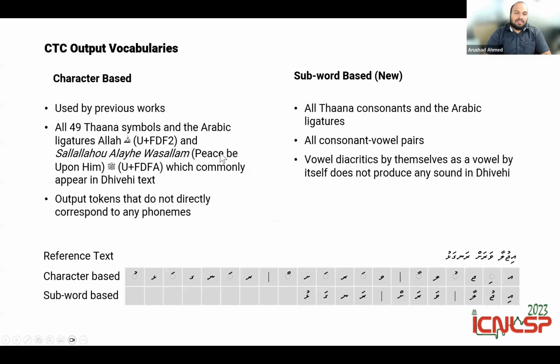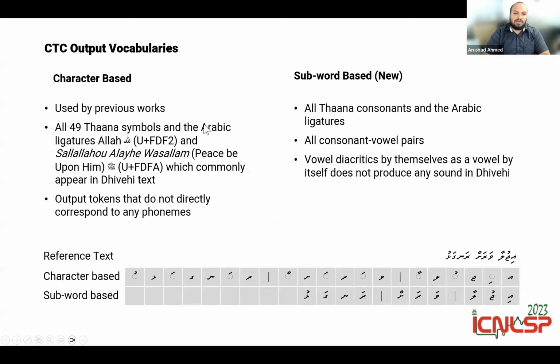Next, we decided to try using two different CTC output vocabularies to train the CTC-based models. For the character-based vocabulary, this is what was used by previous works. They had essentially used all the different 49 Thaana symbols.